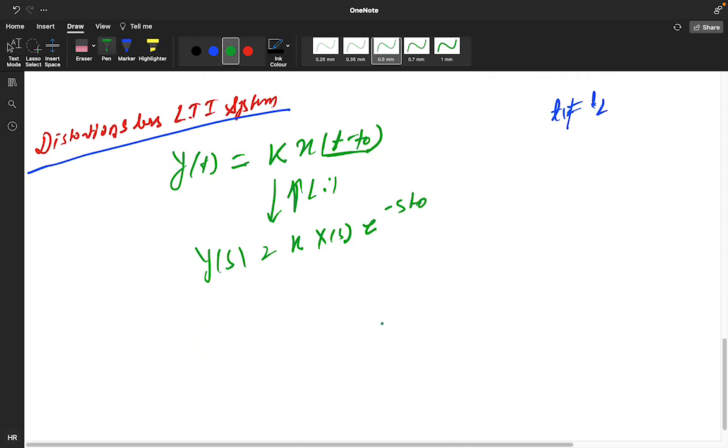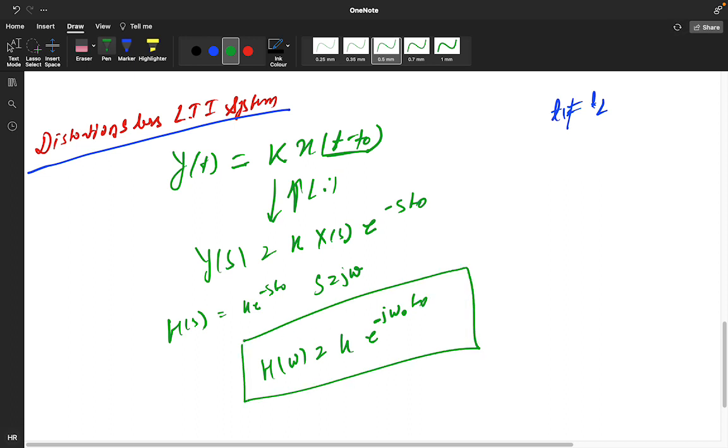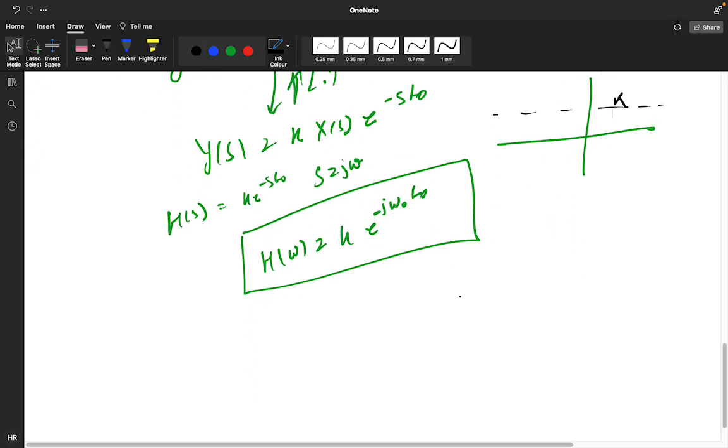So put s equals j omega. If you substitute, Y of s by X of s will give H of s equal to k e power minus s t naught. When you put s equals j omega, H of omega is k e power minus j omega t naught. What is the meaning of this? The magnitude of H of omega is only k, because the magnitude of the exponential part is 1 and the angle is this part.